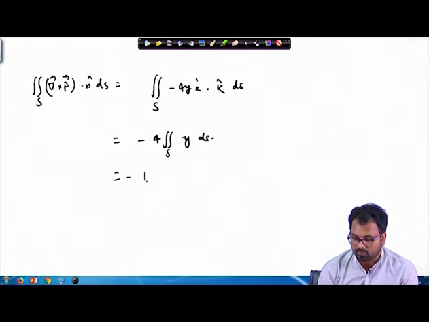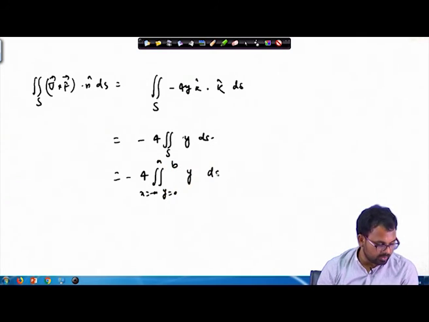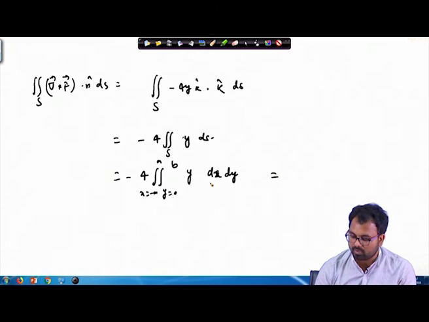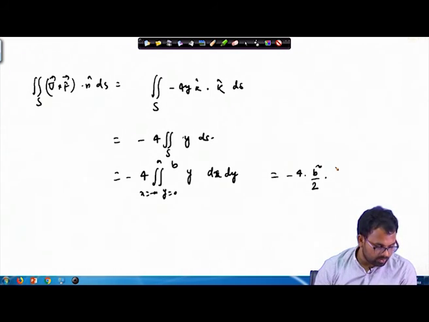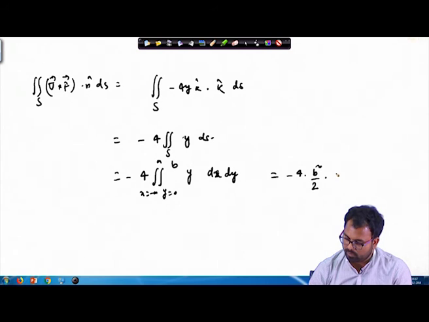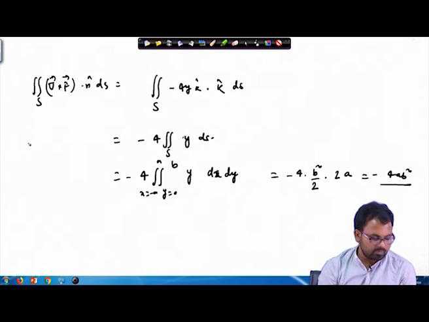So, this can be written as minus 4 times the surface integral of y, where x varies from minus a to plus a, and y varies from 0 to b. ds is basically dx dy, and if we integrate this, we first integrate with respect to y. This will be minus 4 times b square by 2, and then we integrate with respect to x, which gives 2a. So, we will have minus 4 a b square. That is the value of the surface integral.